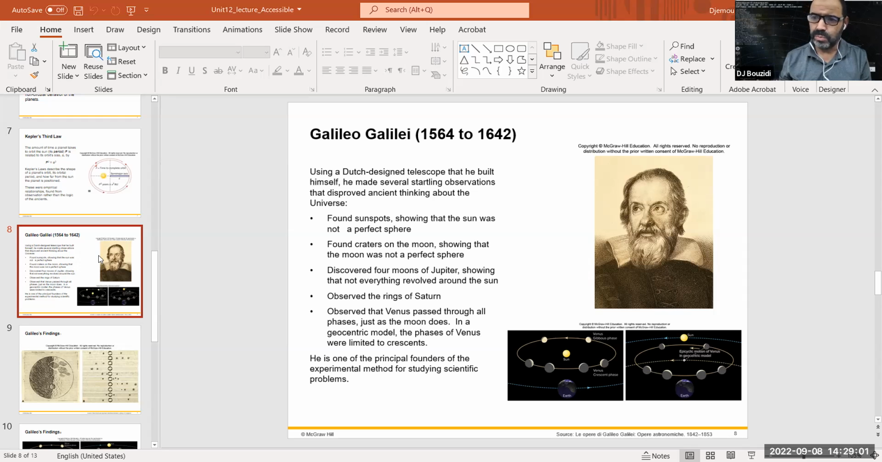So again, he discovered these moons using that telescope, and that, without a doubt, proves the idea that the solar system does not revolve around the Earth, because here are 4 objects that revolve around Jupiter. Okay.